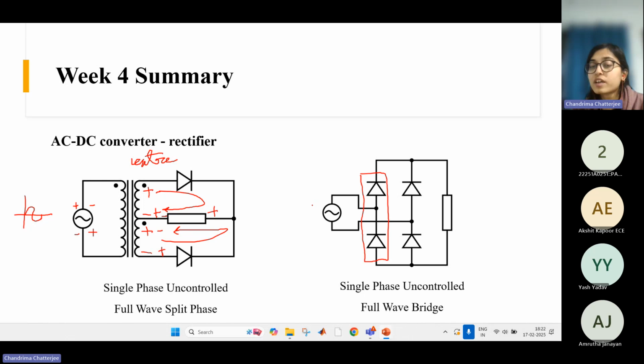So here also you can analyze the situation in the same way. Now this is positive, this is negative, like this is the instantaneous polarity. Now this diode, suppose we name it, this is D1.